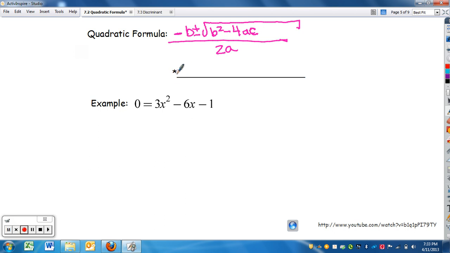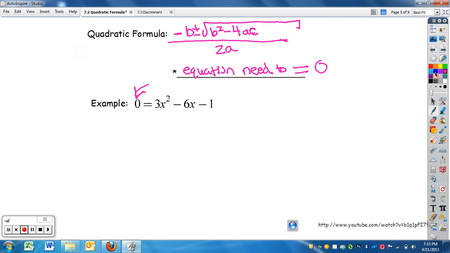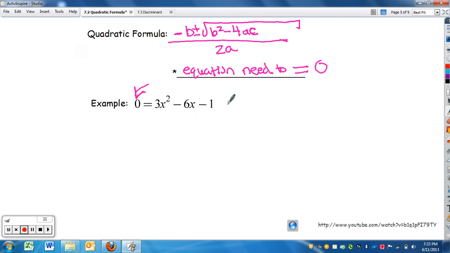Right here, the star means for you to use the quadratic formula. The equation needs to equal 0 before you even start, just like this one down here. So let me show you how to use the quadratic formula before I show you the videos on how to memorize it. So in here you have your a, your b, and your c.